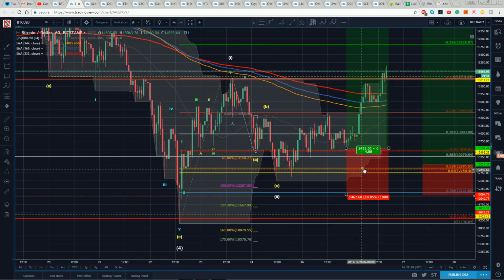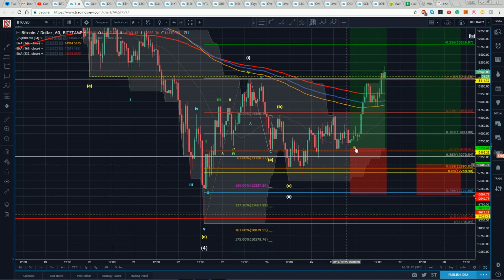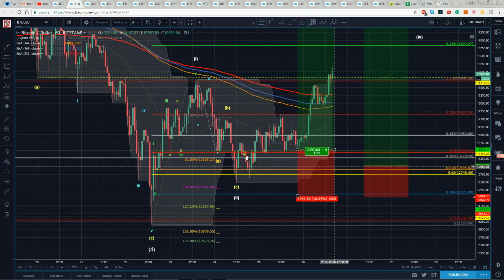So the first entry here is smaller in size, as I recommended to members. You want to be smaller here so you have enough dry powder to add at the 618 if we come back down and challenge that. So we had a buy here and a buy. Actually, this is kind of an averaged-in price. Then we had a buy at the 618 on the front run of the 618. So you get a blended price here. If you split the difference between the two, you're about 13.18.